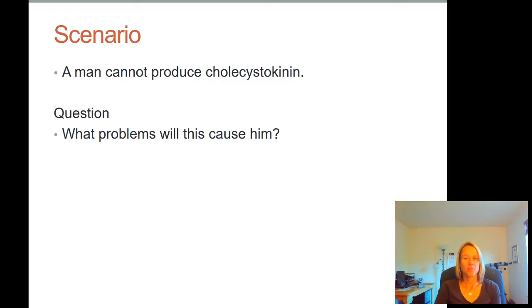Okay, a man cannot produce cholecystokinin. Cholecystokinin is a hormone that causes the release of pancreatic enzymes. So what problems will it cause? It will cause malabsorption problems, because he wouldn't be able to completely break down all categories of foodstuffs, and so he's going to have difficulty absorbing them through the intestinal epithelium.